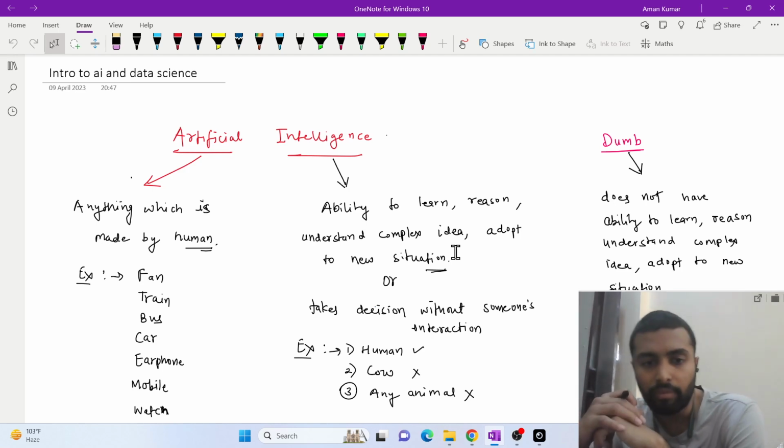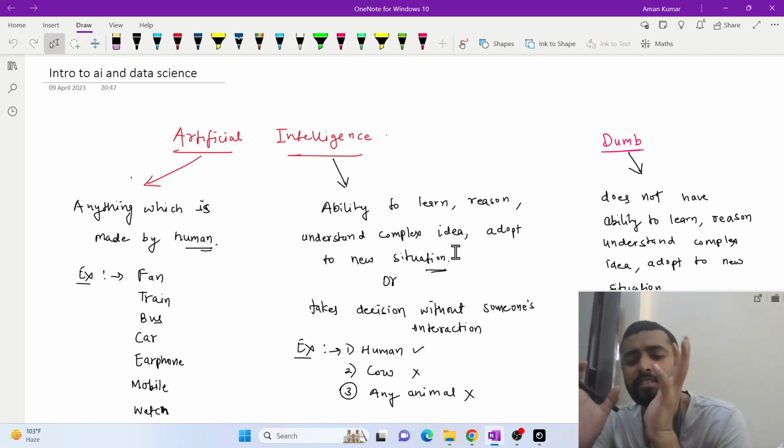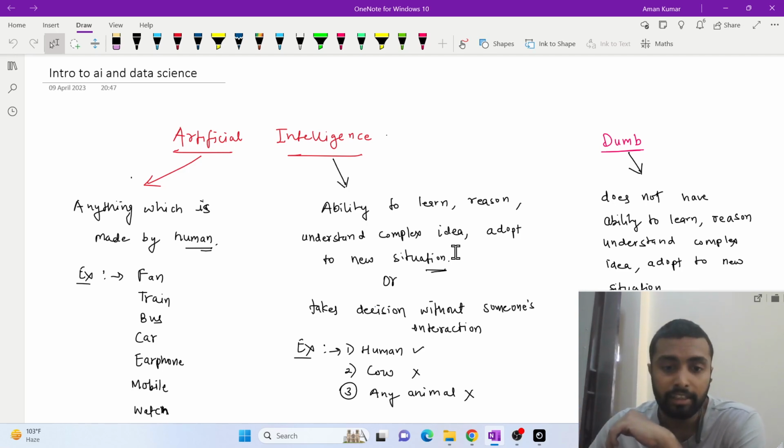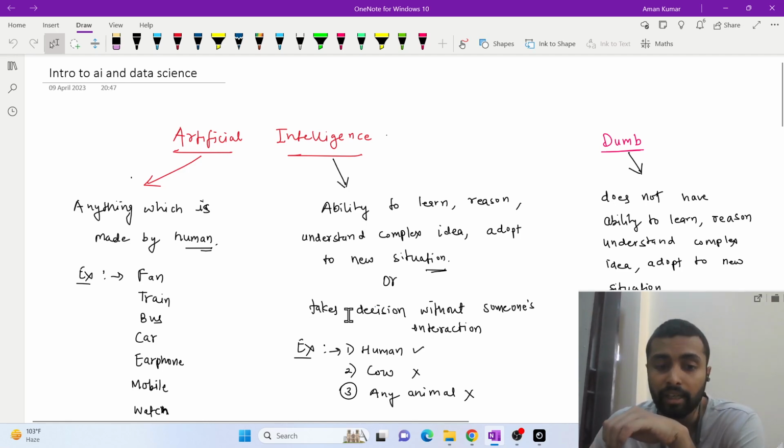This is just a definition of intelligence, right? But in terms of artificial intelligence, the second definition is that whoever takes decisions without someone's interaction, we also call it intelligence.